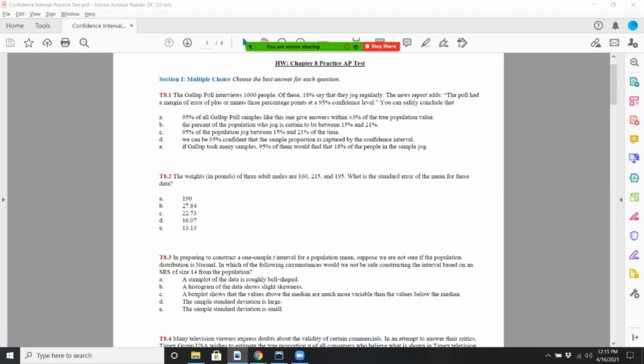Okay, so we're now recording, and we're going to talk about the confidence interval practice test. Here's the first multiple choice question.